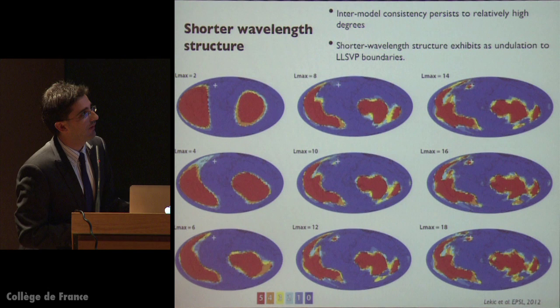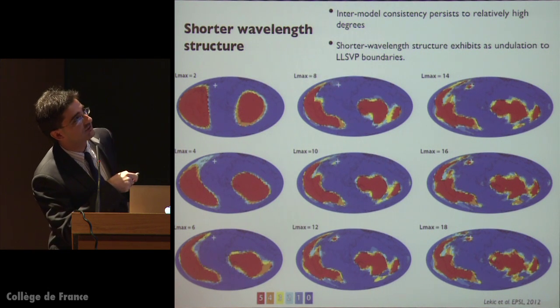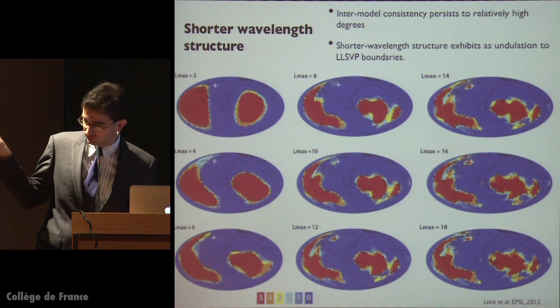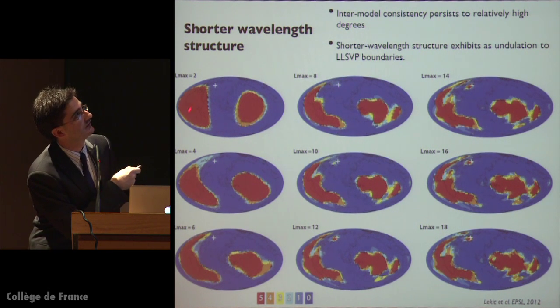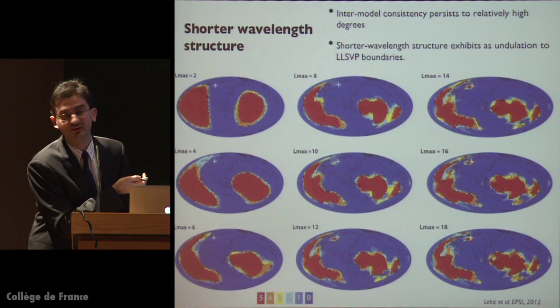So let's see what happens as you include shorter and shorter wavelength structures. If you allow only degree 2 structure, and you do a cluster analysis, you get something very obvious, which is a degree 2 structure.